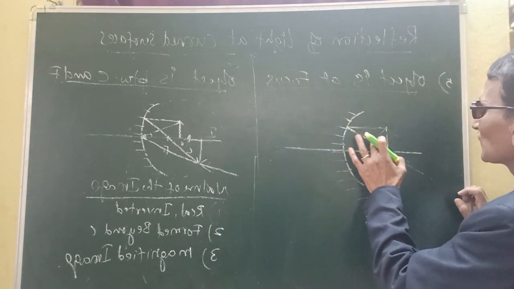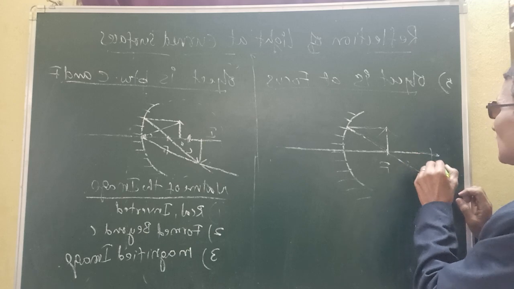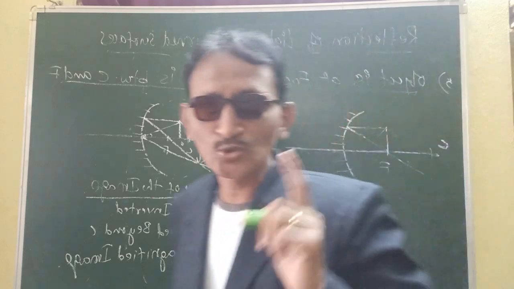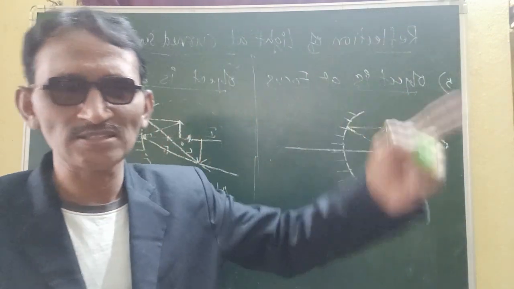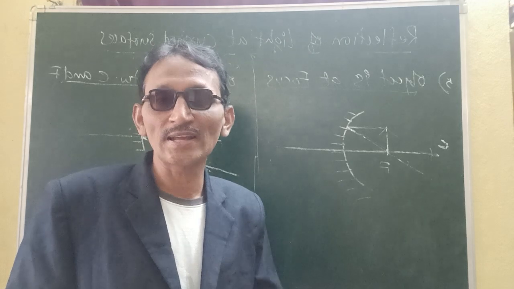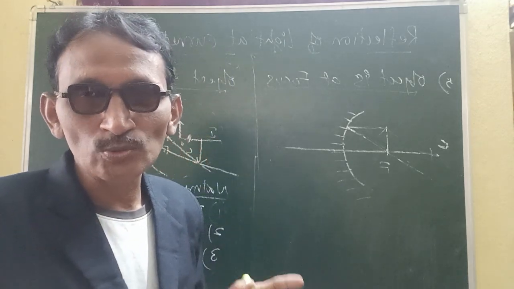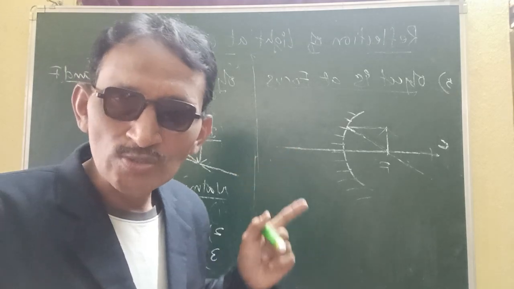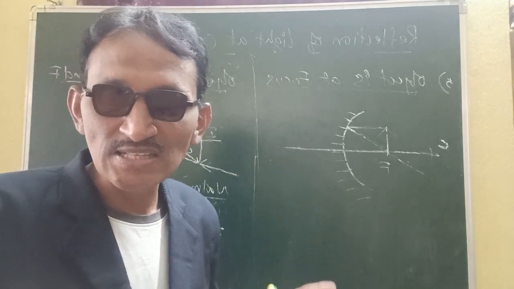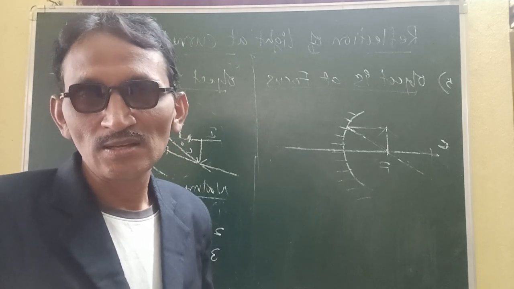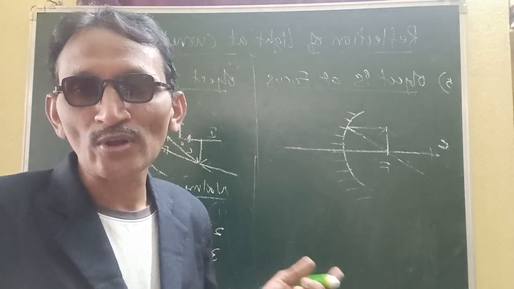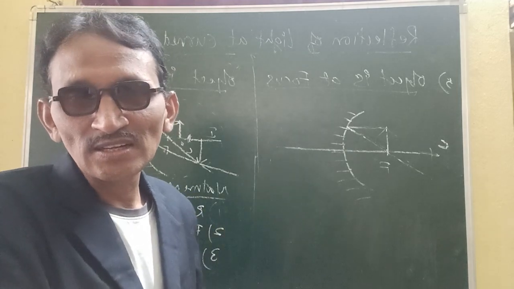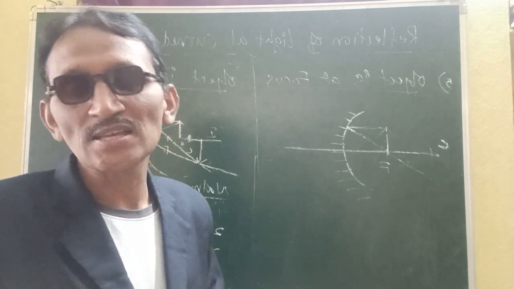Now take another ray. You take the ray here from C, center of curvature. A ray which is passing through the center of curvature will reflect in the same direction. This is one of the rules to draw the ray diagram. A ray which is passing through the center of curvature, after reflecting from the mirror, goes in the same path. It retraces in the same path. That is a condition to draw the ray diagram. Rules to draw the ray diagram: a ray passing through the center of curvature, after reflecting, retraces in the same path.